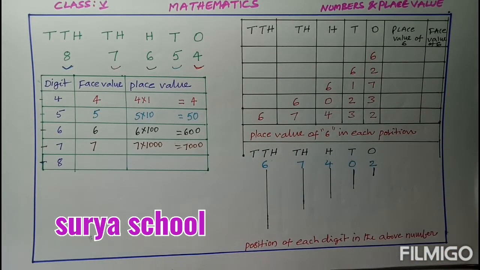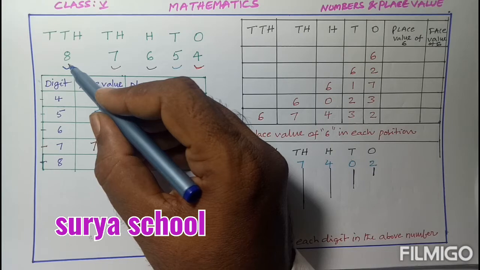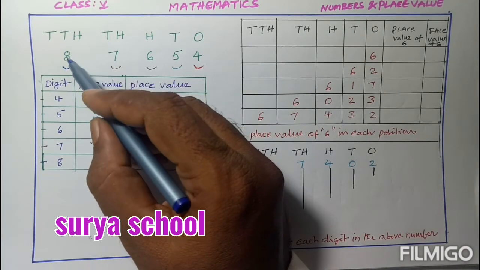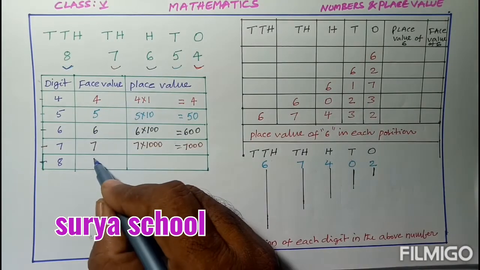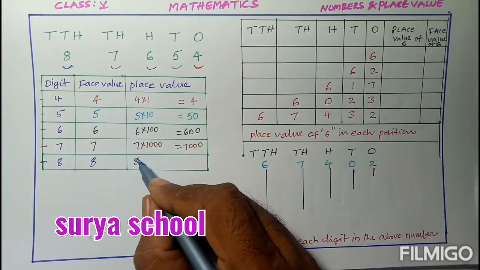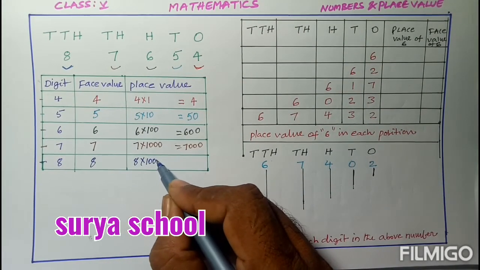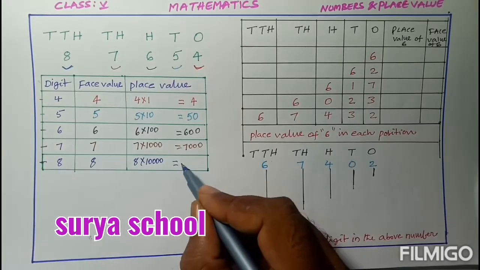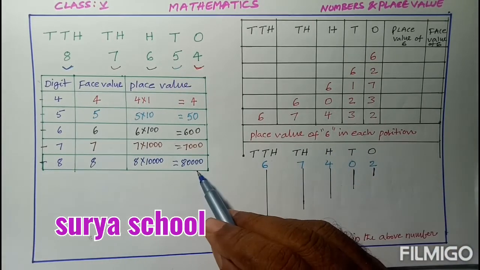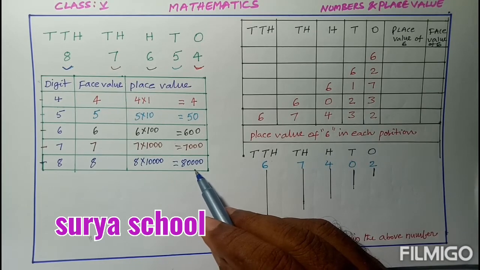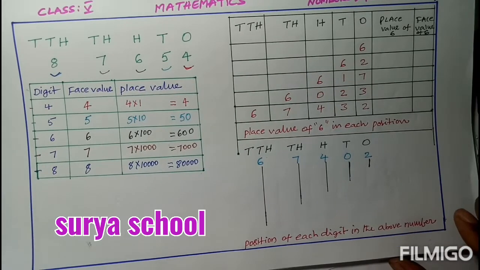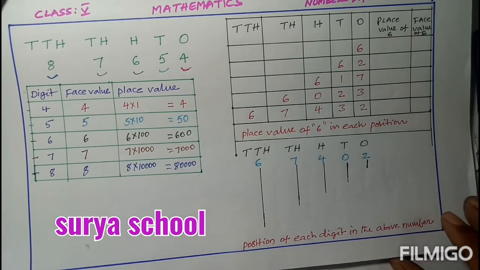The next digit is 8. It is in which place? 10,000s place. Its face value is 8 only, but its place value is 10,000s. We have to multiply with 10,000, so its place value becomes 80,000. The place value of this 8 is 80,000. Okay, are you following? Now I am going to tell you one more example.